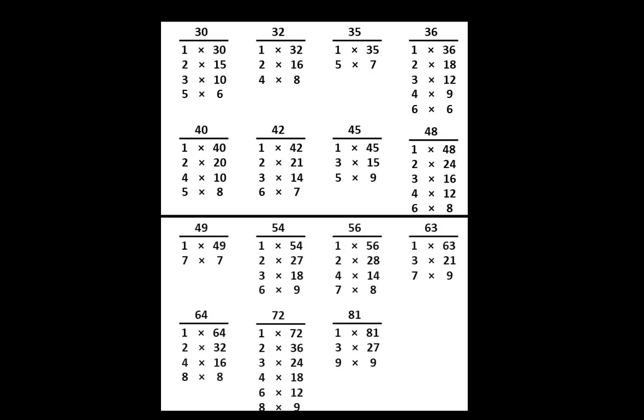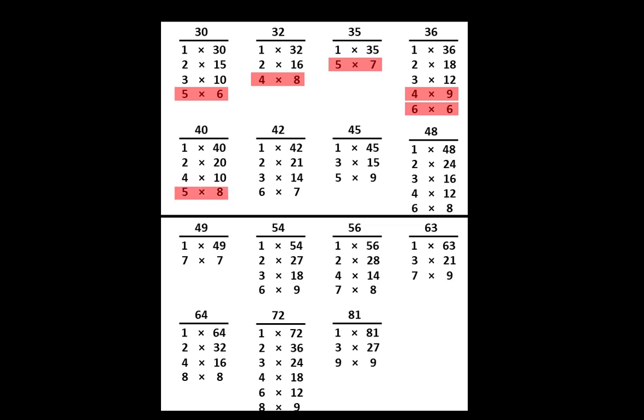Now let's turn to the back of the paper and mark these pairs. 5 times 6, which is equal to 30. 4 times 8, which is equal to 32. 5 times 7, which is equal to 35. 4 times 9, which is equal to 36. And also 6 times 6, which is equal to 36.